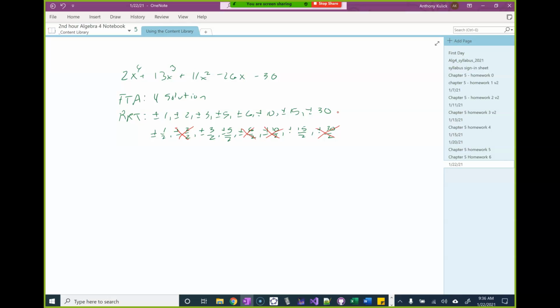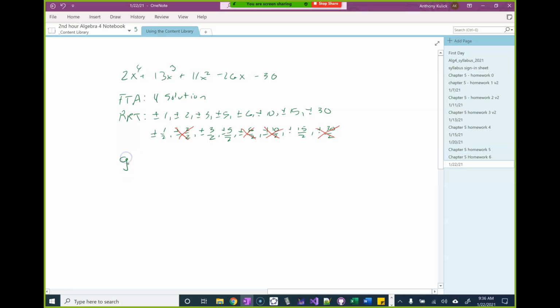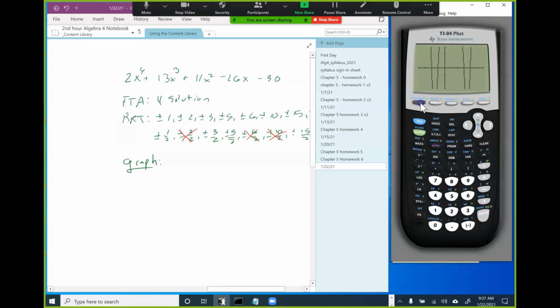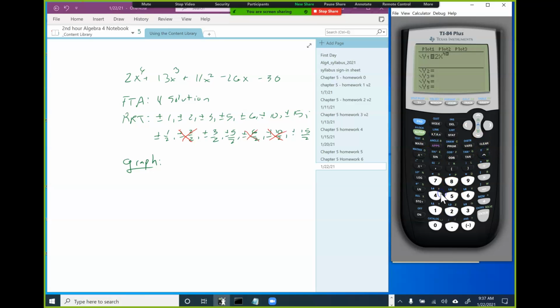And then we need to go look at the graph. So 2x to the 4th plus 13x to the 3rd plus 11x squared minus 16x minus 30.